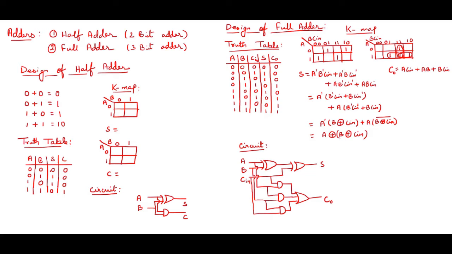So 0 plus 0 is 0, sum is 0, carry is 0. 0 plus 1, sum is 1, carry is 0. 1 plus 0, sum is 1, carry is 0. 1 plus 1 is 10, so sum is 0, carry is 1.